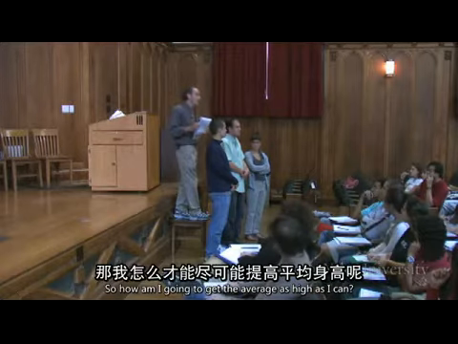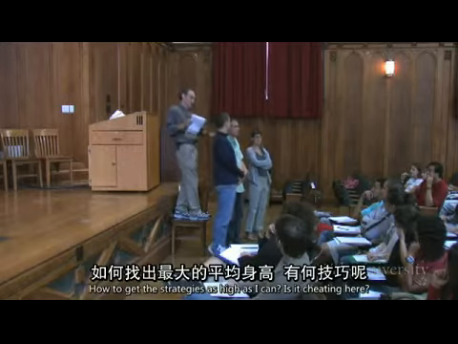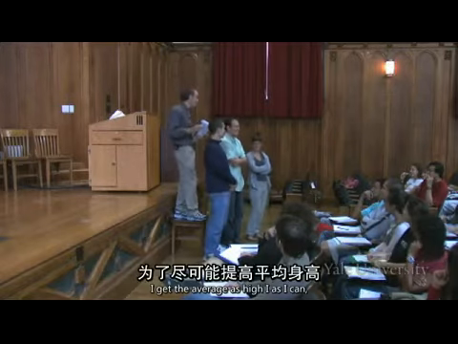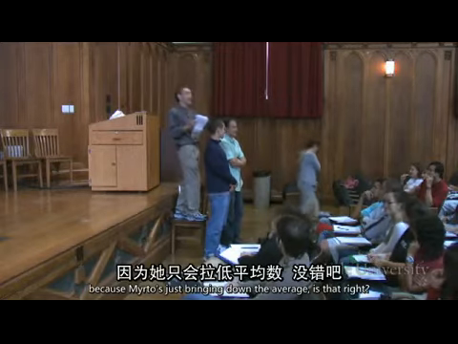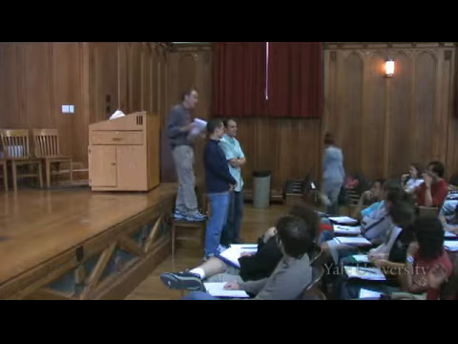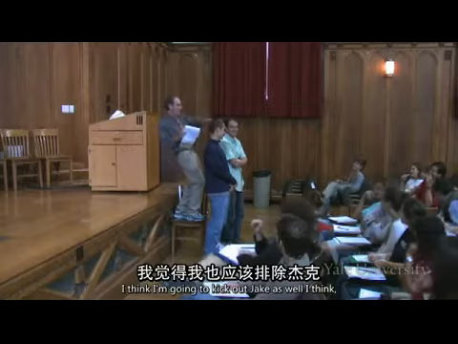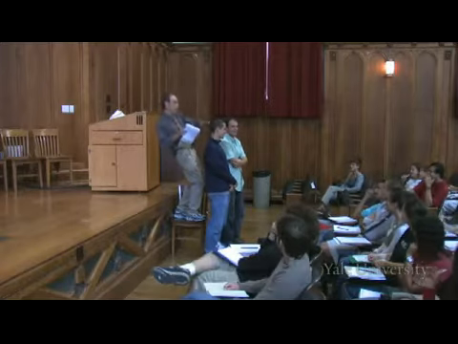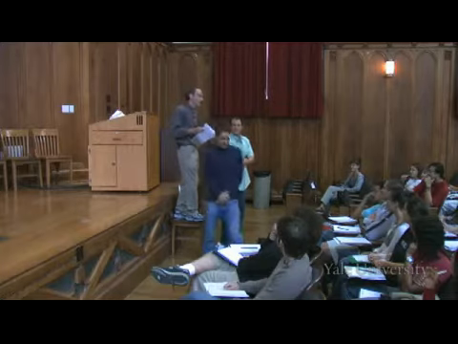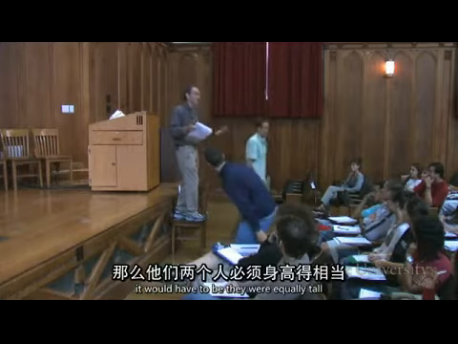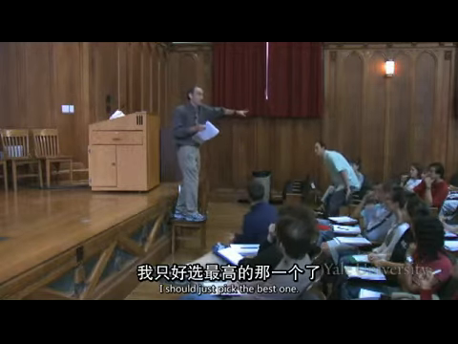So how am I going to get the average height as high as I can? I'm going to kick out Murto for a start, because Murto's just bringing down the average. And I think I'm probably going to kick out Jake as well, because that way I just have Ale. If I were picking both of them, they would have to be equally tall. But since they're not equally tall, I should just pick the best one.